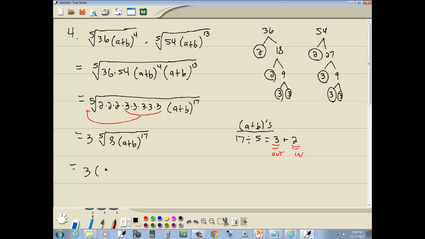So we're going to have 3 times a plus b to the third power, so we have 3 of them come out, and the fifth root of 8 times a plus b squared, because we had 2 of them stay in. And that's our answer.